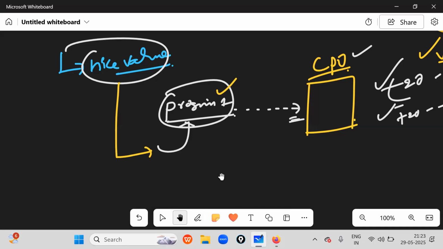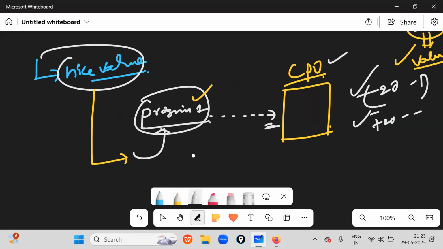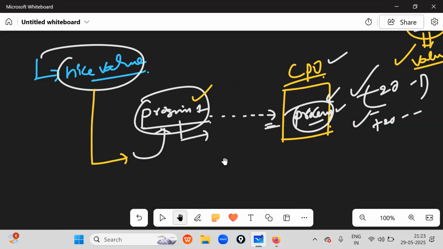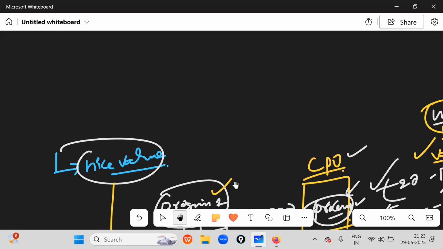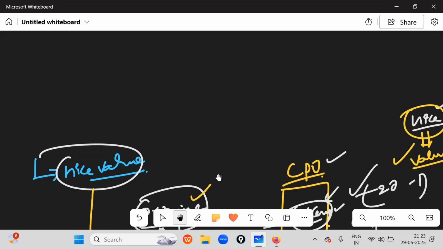You can say process. A program under main memory we can also call a process. We can set the priority for the process. First of all, observe carefully. Nice value is different, priority value is also different.